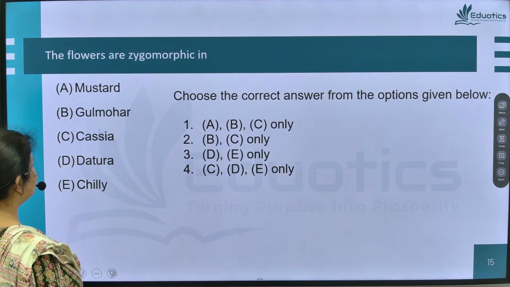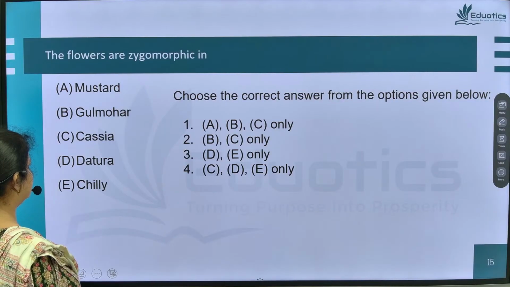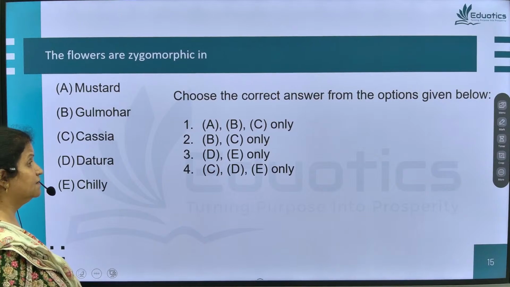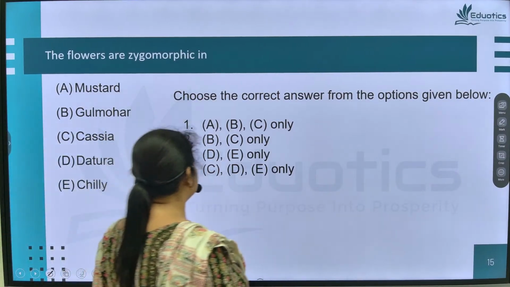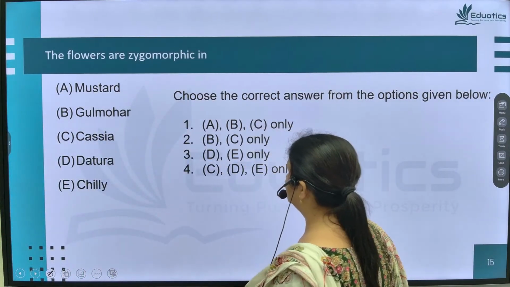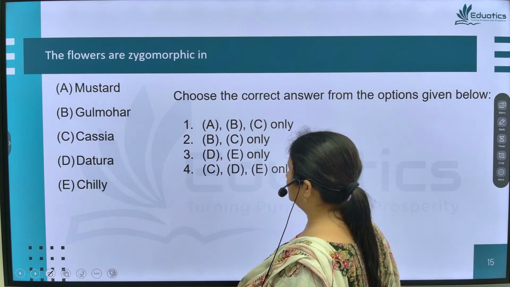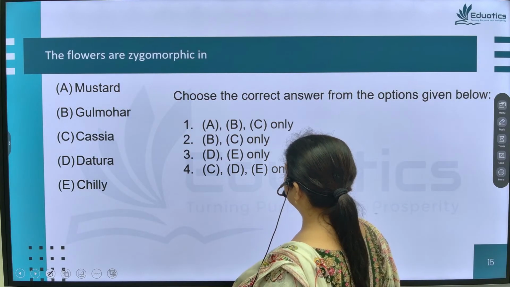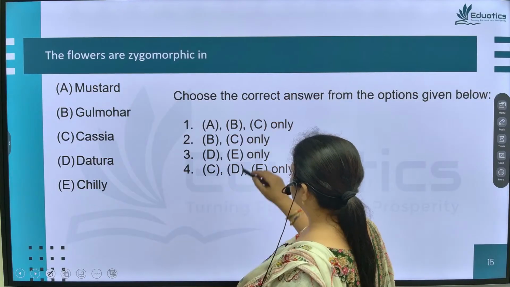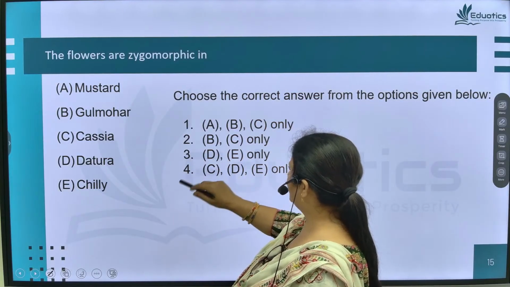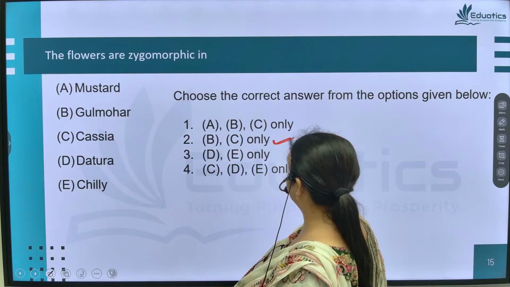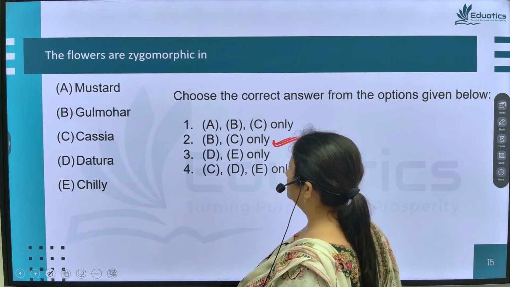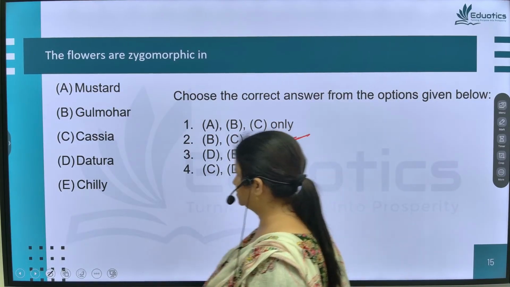The flowers are zygomorphic in. Zygomorphic means not with the radial symmetry. These are found in Gulmohar and Cassia. In Gulmohar and Cassia, the flowers are zygomorphic.